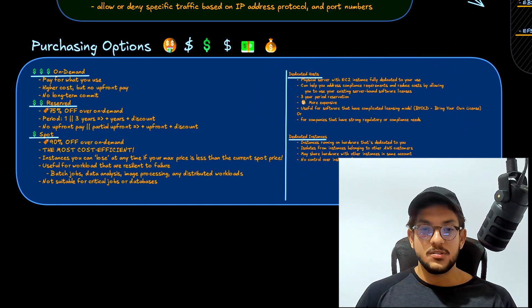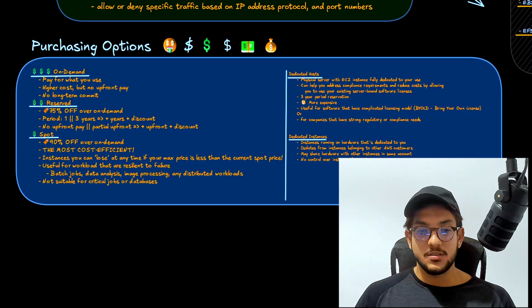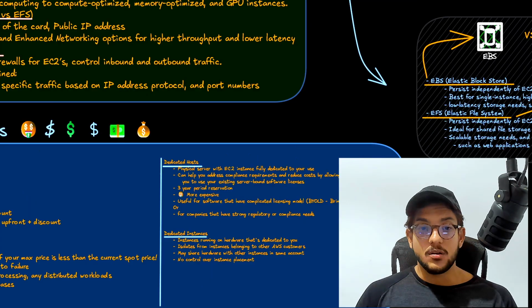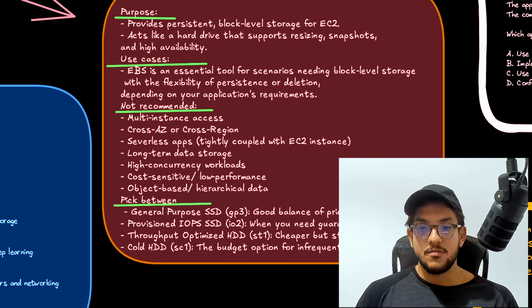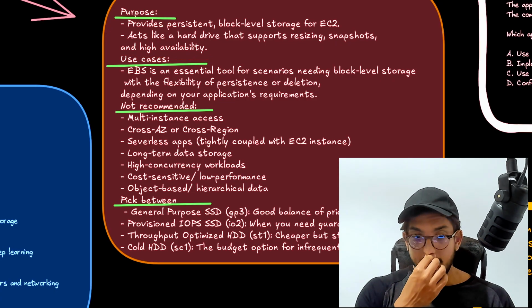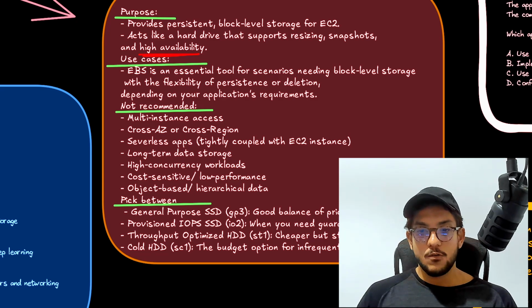Smart teams use a mix, reserved for baseline, on demand for unpredictable fluctuations, and spot for everything else that can handle interruptions. Let's move on to Elastic Block Store, EBS. Think of them as virtual hard drives for your instances. Unlike the temporary storage that comes with your instance, EBS volumes stick around even if your instance dies, crucial for any data you care about.